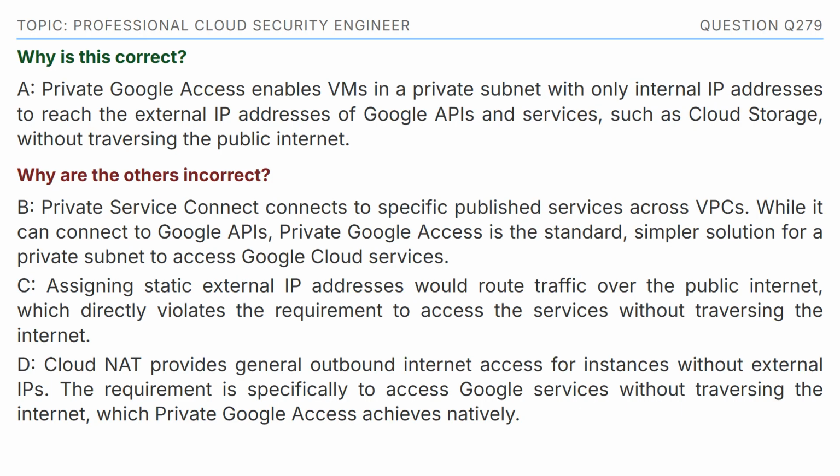C. Assigning static external IP addresses would route traffic over the public internet, which directly violates the requirement to access the services without traversing the internet. D. Cloud NAT provides general outbound internet access for instances without external IPs. The requirement is specifically to access Google services without traversing the internet, which private Google access achieves natively.